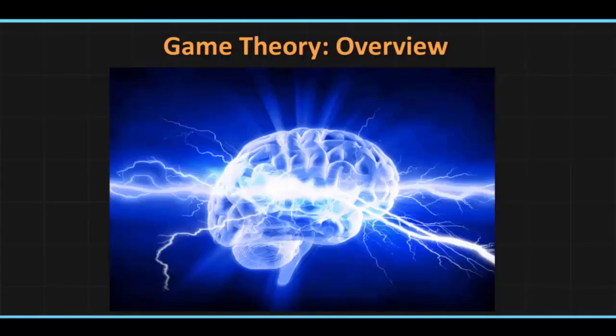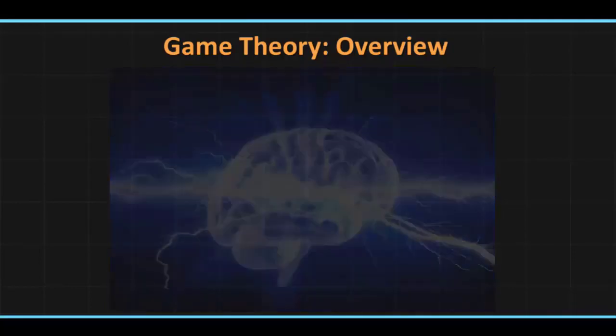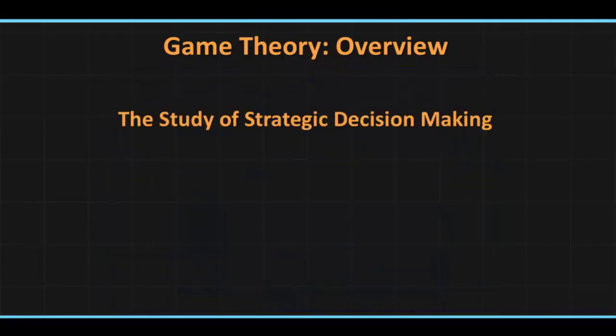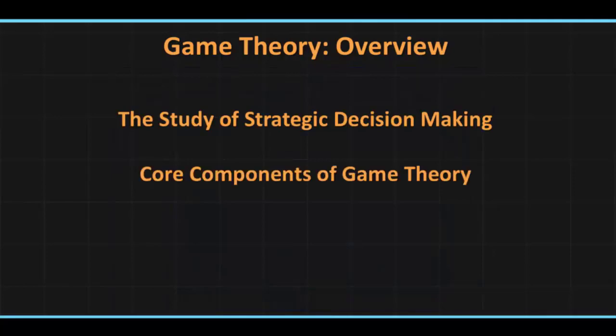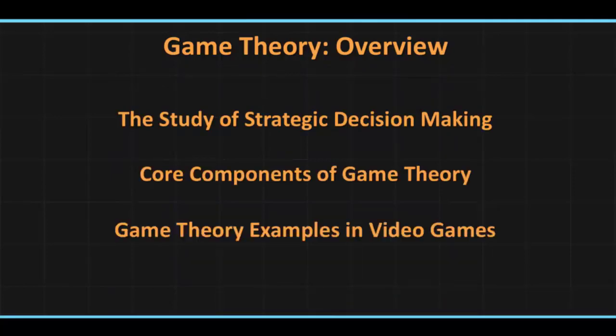This module will attempt to give some understanding to what can become a very complex and abstract concept dealing with math and statistics. Not to worry, however, because we will explain these concepts as they align with our game design goals and demonstrate examples using familiar video games and other simplified scenarios. In particular, we will cover these topics in our discussion of game theory: the study of strategic decision-making, core components of game theory, and game theory examples in video games.